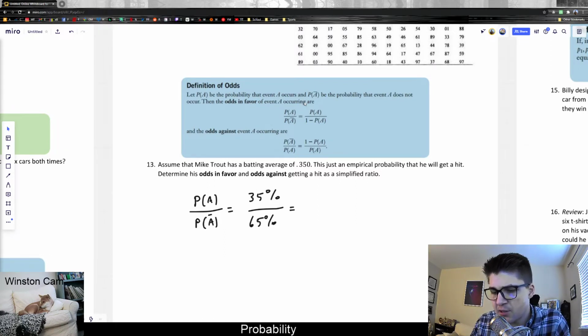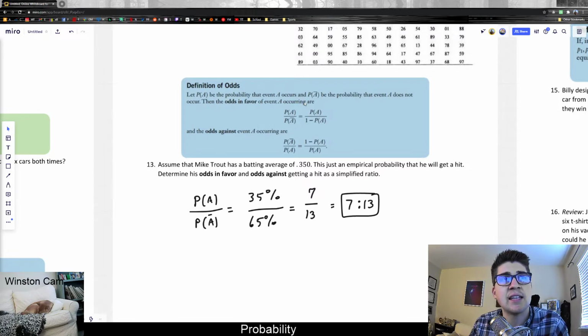And in this, the percentages will cancel. We could also reduce by 5 since both numbers end in 5 or 0, meaning they're divisible by 5, but that would leave us with 7 over 13. Or if we wanted to write that as a ratio, we could write it as a 7 to 13 ratio. And this would be his odds of getting a hit.